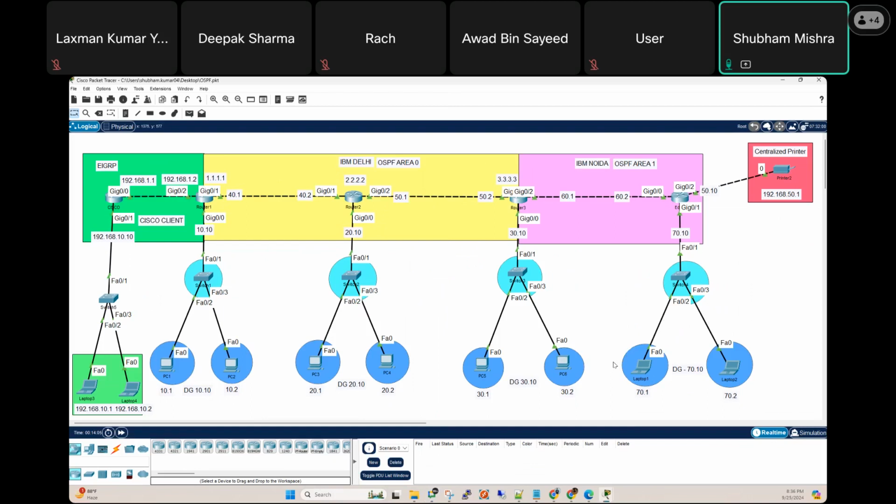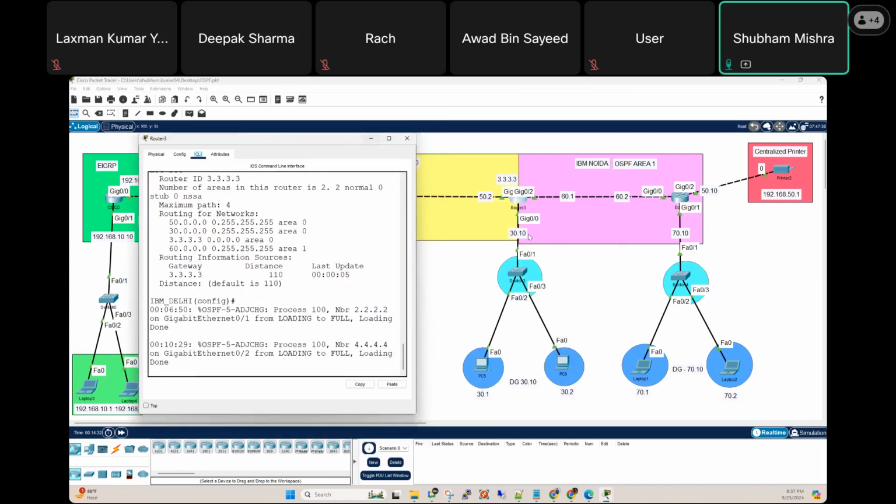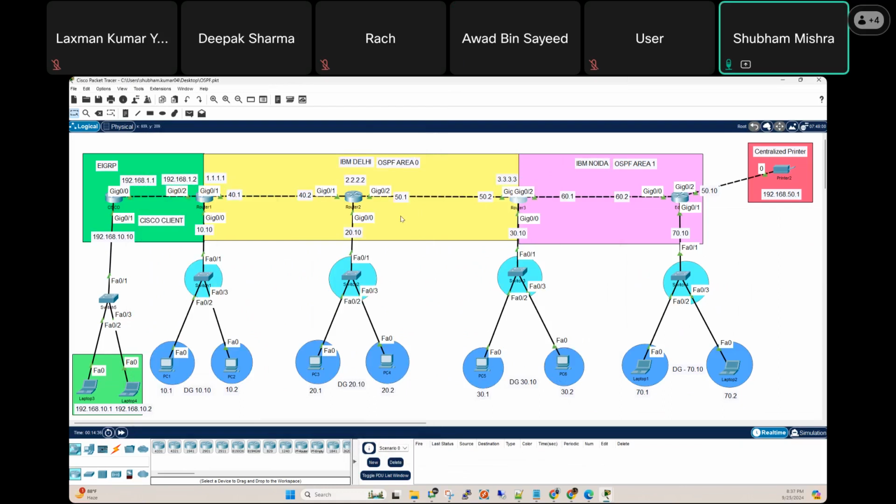So to solve this problem, we have the concept of the ABR router. What will the ABR do? The ABR will generate LSA number 3, and with the help of LSA number 3, this router injects this area's information into the other area and that area's information into this area. Automatically, we do not need to do anything from our side. Now see, for example, on this router, both LSAs will be there: the area 0 LSA and the area 1 LSA. Yes or no?